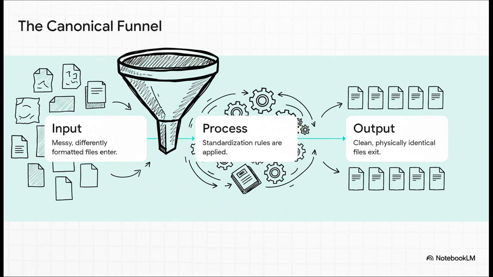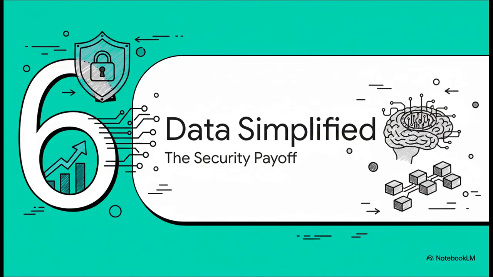It works just like a funnel. Imagine pouring in a bunch of messy, differently formatted files at the top. They all mean the same thing, but they look different. The funnel then applies a super strict set of standardization rules. And what comes out the bottom? A single, clean, physically identical file, every single time. No exceptions.